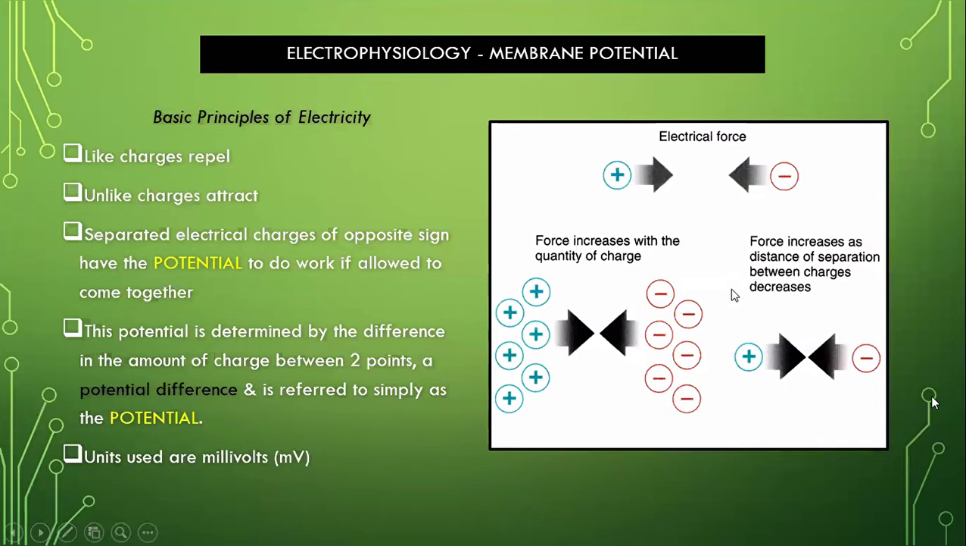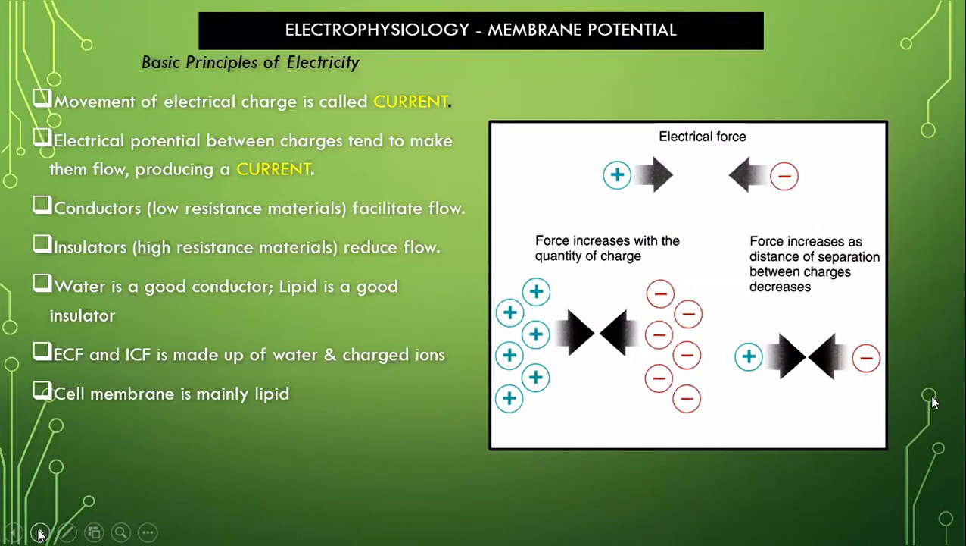And the force increases as the distance of separation between the two charges decreases. So there will be more attraction if they are nearer each other and lesser when farther apart. So movement of electrical charge is called a current. Electrical potential between charges tends to make them flow, producing a current.